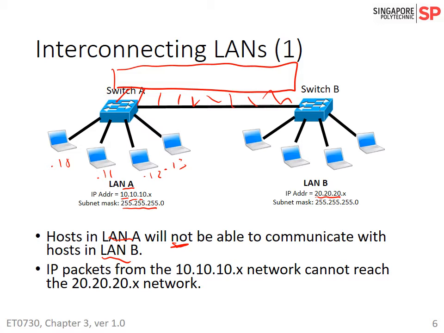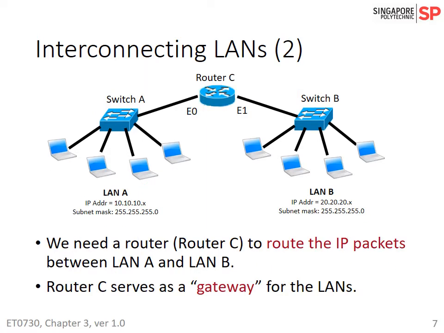So what do we need to do to make PC in LAN A talk to PC in LAN B? We need a new networking device called a router. So we need to put a router between switch A and switch B so that PC in LAN A can talk to PC in LAN B. Router C serves as a gateway for the 2 PCs to talk to each other.